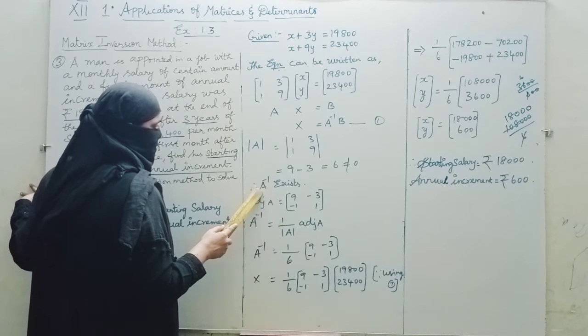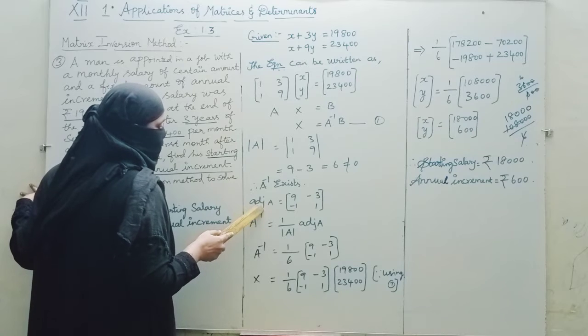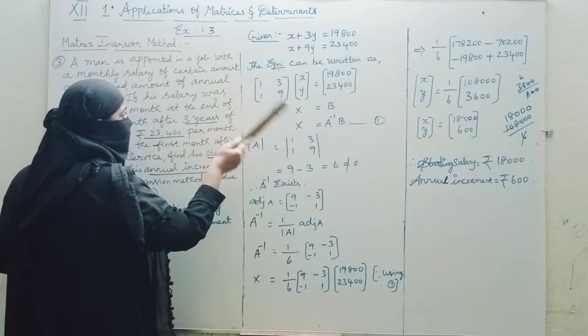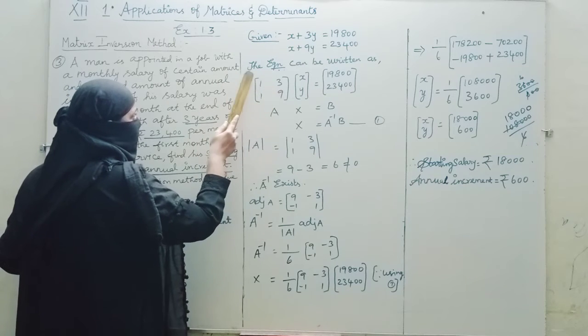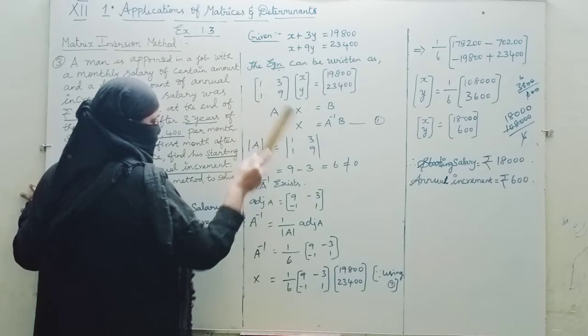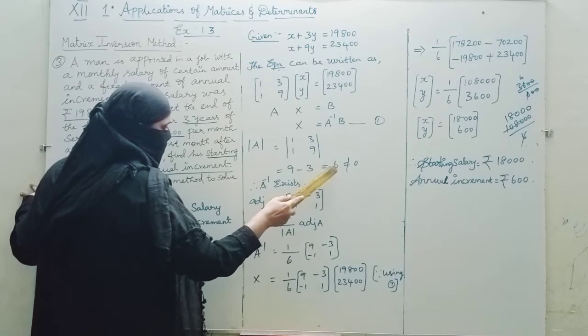Then A inverse exists. After finding that A inverse exists, what do we want to find? Adjoint A. How should you find the adjoint A? In the leading diagonal, you should interchange the numbers. So 9 will go there, 1 will come there. So 9, 1. Here the sign changes: minus 3, minus 1. We already found determinant A and now adjoint A.